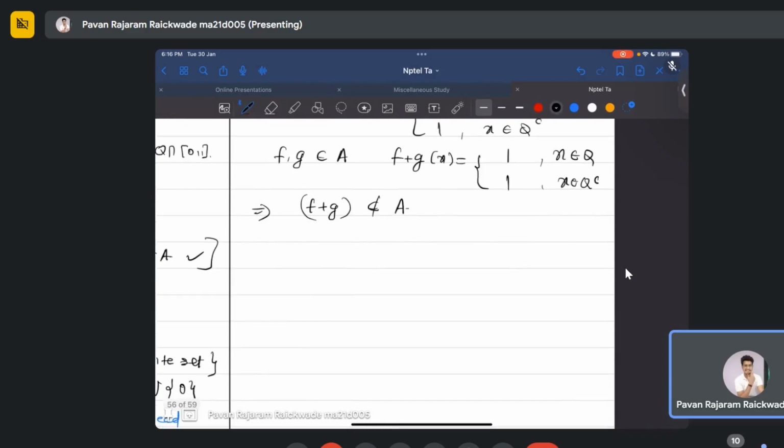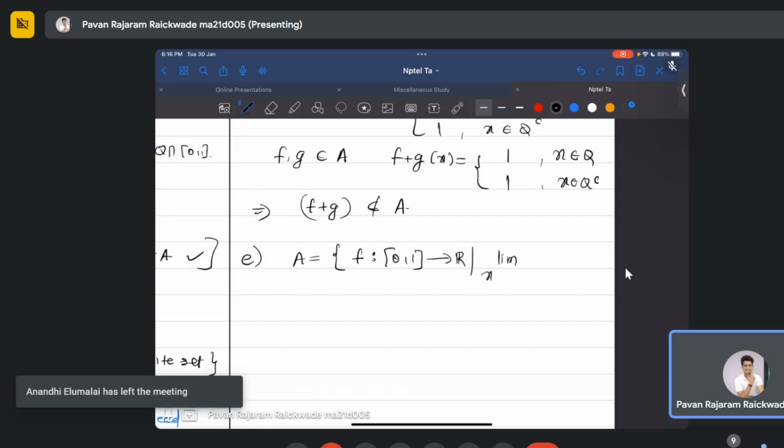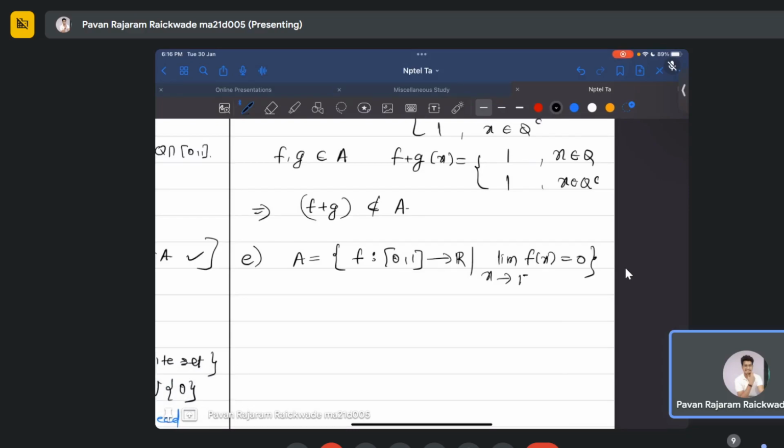Then we go to the next set, E. E is the set of all functions such that you take the limit as x goes to 1, but your set is [0, 1], so you have to approach it from the left side, of f(x), and it has to be 0. So now, is this set a subring?